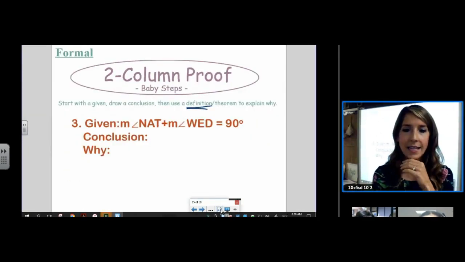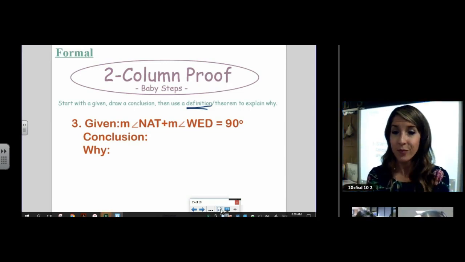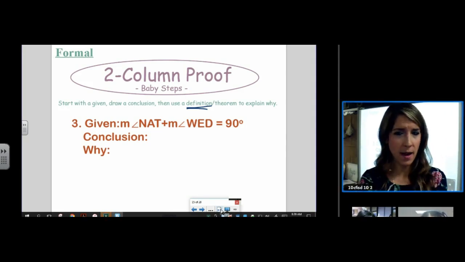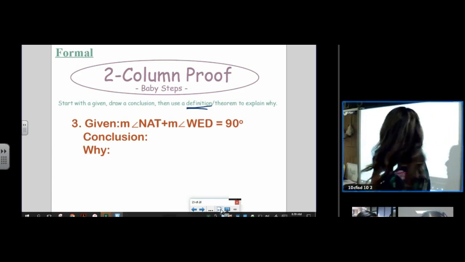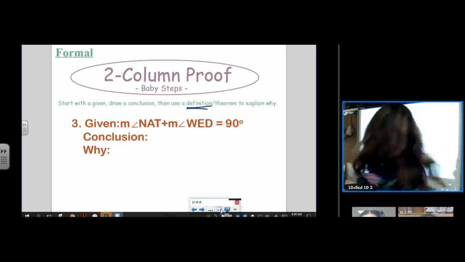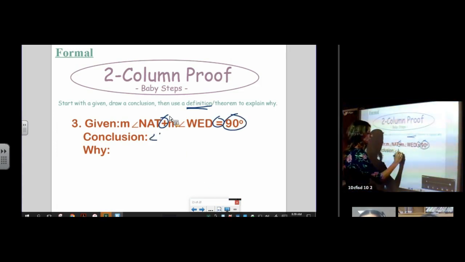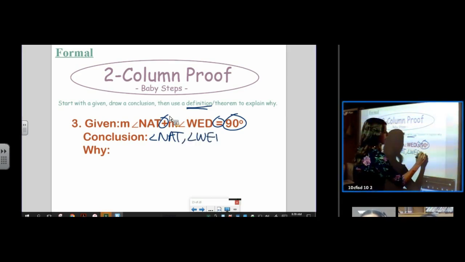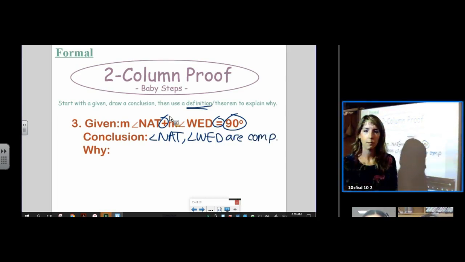Given angle NAT plus angle WED equals 90. Good. The conclusion is as simple as that. There's no theorem about angles that add up to 90, but there's a definition about that. So the conclusion is, hey, if you gave me these two angles, what could you conclude about them? Well, they add to equal 90. So these two angles, Nat and Wed, are complementary. And you would spell it out.